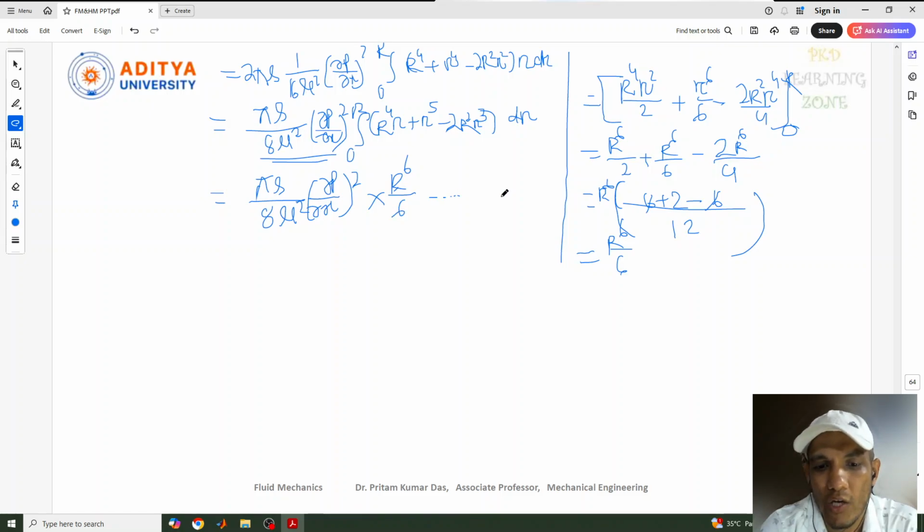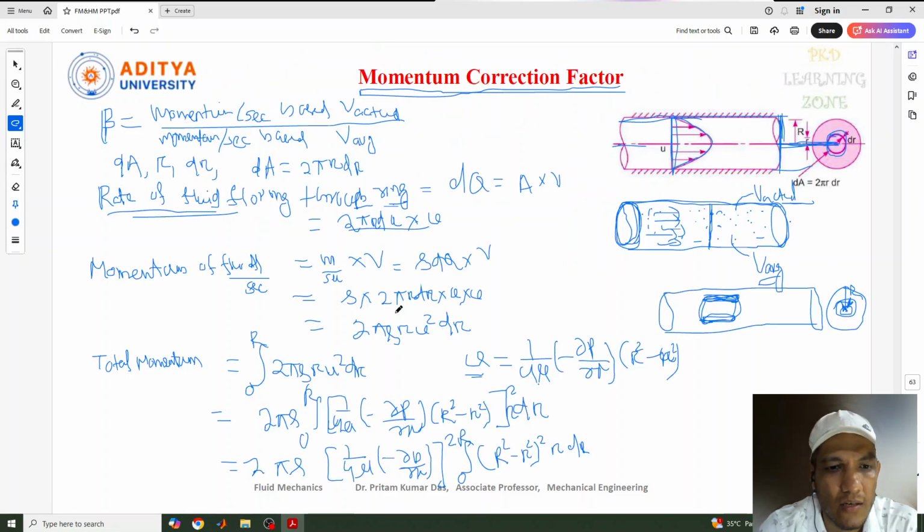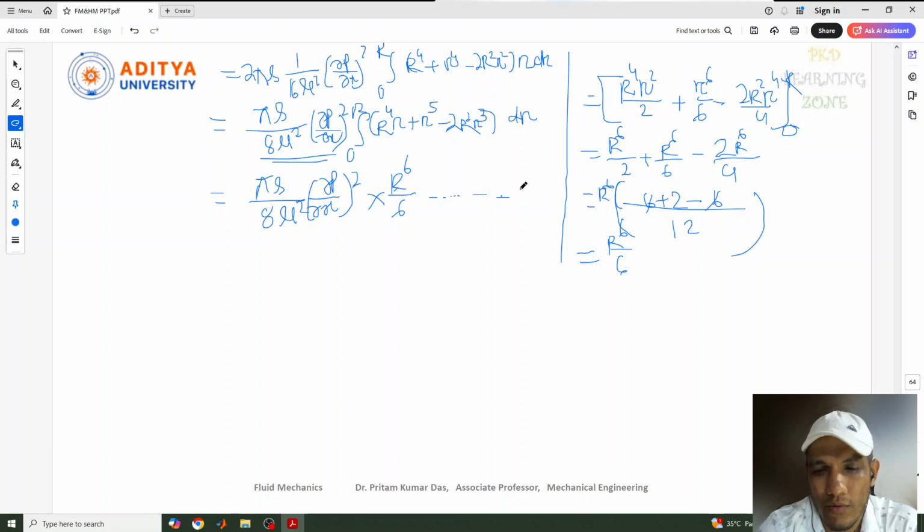And this one, equation, previously have I given any equation? No. So let's keep it equation 1. So now we need to find out the momentum of the fluid per second for the average velocity. This is the momentum for the actual velocity. So now we need to find out the momentum for the average velocity.